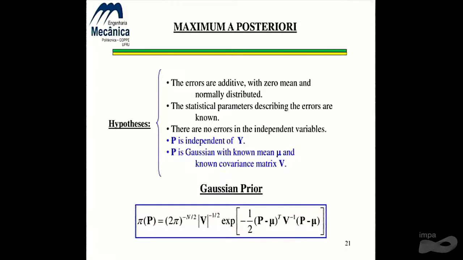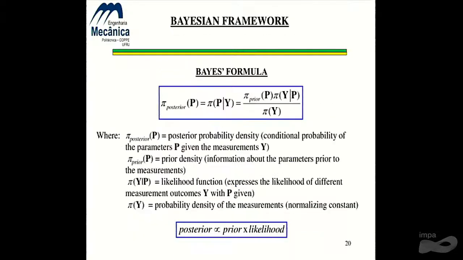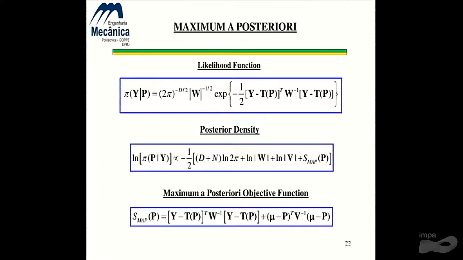So let's assume that we have this Gaussian distribution. Remember that n is the number of parameters, so the Gaussian distribution is represented in terms of this mean mu and the covariance matrix V. We have the likelihood, which is also Gaussian, and when we substitute the likelihood and the prior into Bayes' theorem and then take the log, we get this expression. This last term is given by this expression at the bottom. Here D is the number of measurements, N is the number of parameters, W is the covariance matrix of the measurements, and V is the covariance matrix of the prior. All those quantities are somehow known.